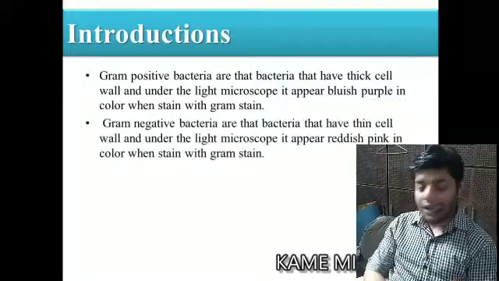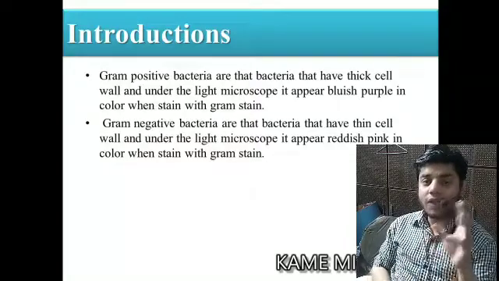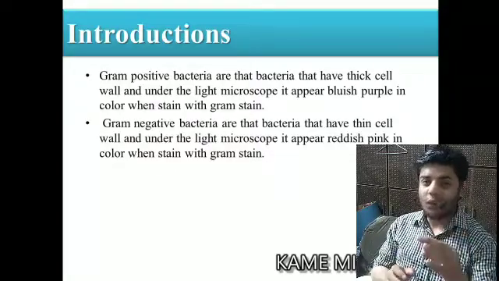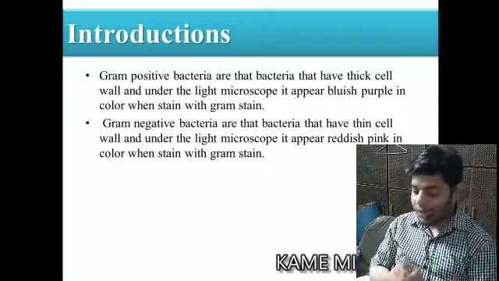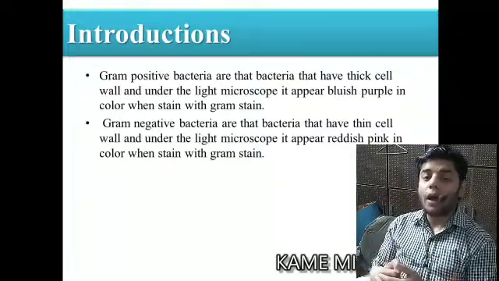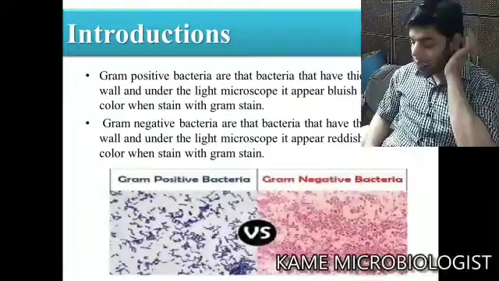Okay, and what is the gram negative bacteria? Gram negative bacteria are that bacteria which have thin cell wall and when we stain it with a gram stain, then under the light microscope it appears reddish pink in color. Okay, so let me show the diagram.